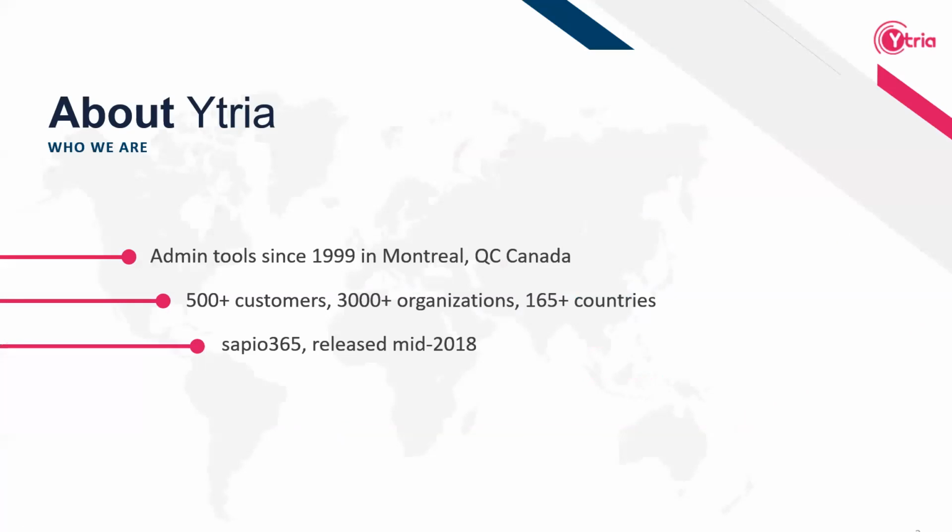So, a few things about Whitetria. We've been building tools for admins since 1999, and we have lots of international customers. And the latest addition is our software, sapio365. It's specifically geared for Office 365 administration. So let's take a look at how this could help you serve your Office 365 clients better.